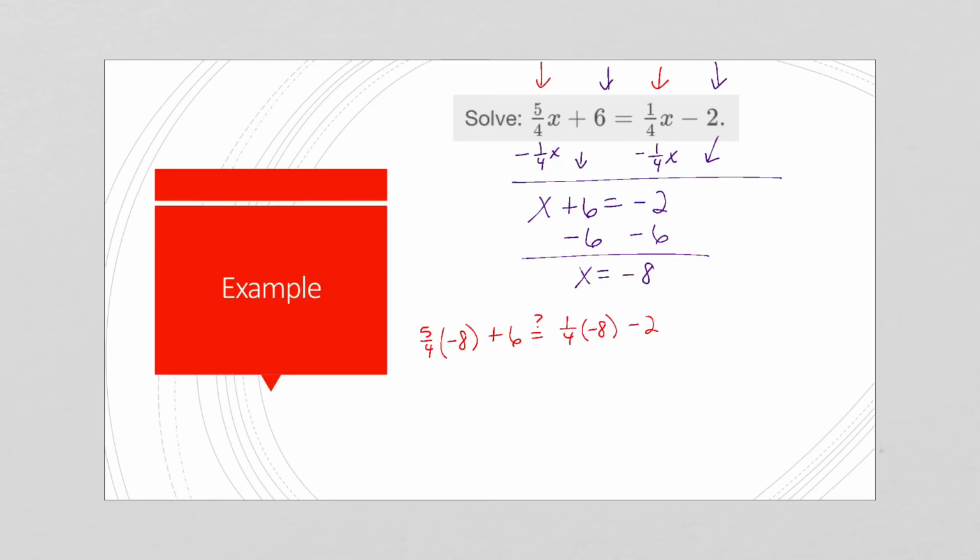And so 4 will go into there once. So 5 times negative 2 is negative 10. 4 will go in there once. So I've got negative 2 minus 2. Negative 10 plus 6 is negative 4. Negative 2 minus 2 is negative 4. So yep, that's my answer.